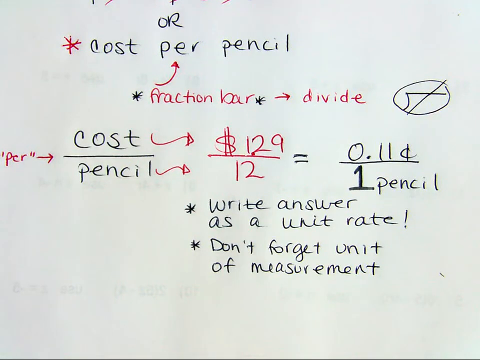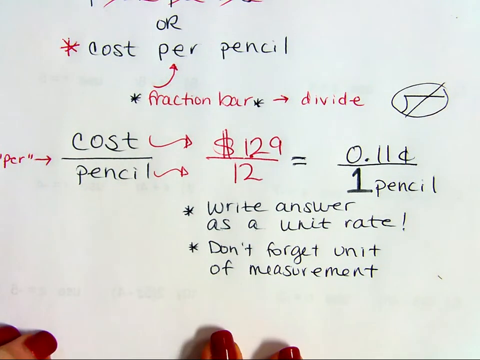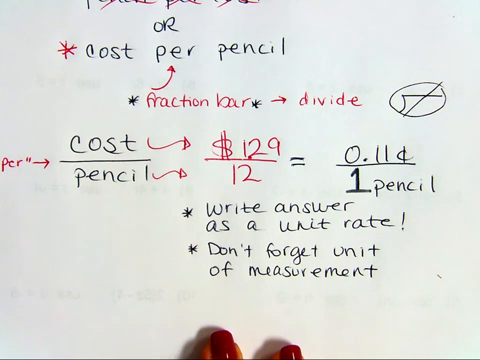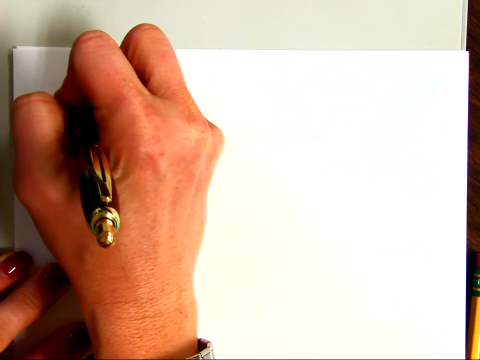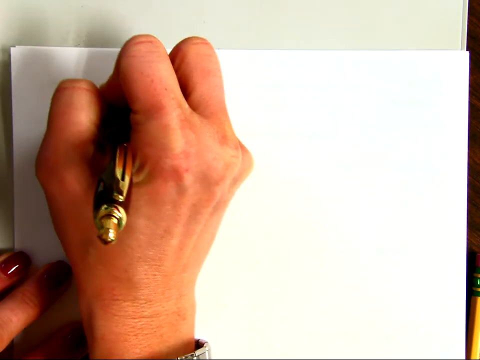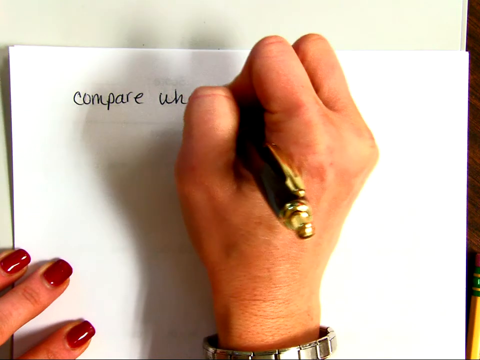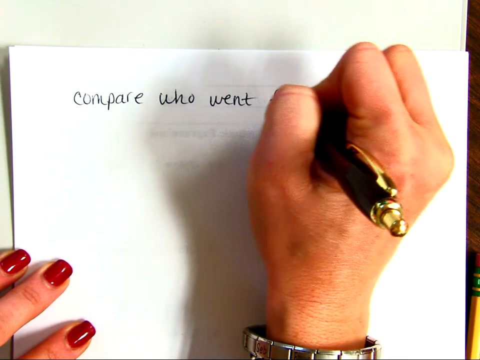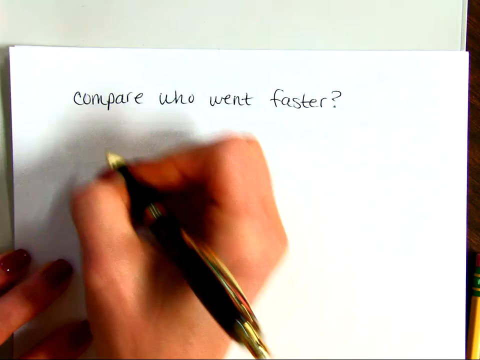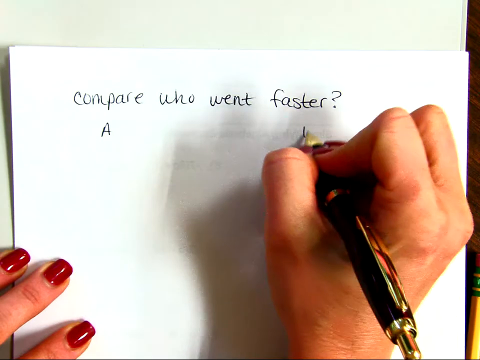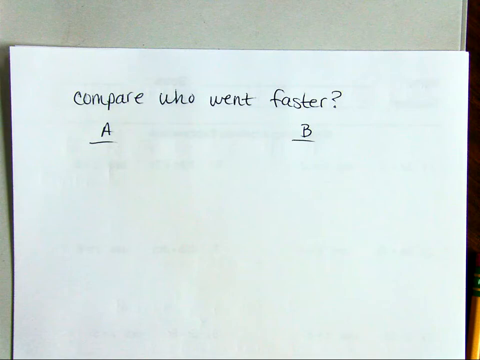So let's do another example. That was kind of our first one to get us started. That was a cost one. Let's do one that doesn't always have to be money. Let's compare. Who went faster? Okay? This is person A. This is person B.